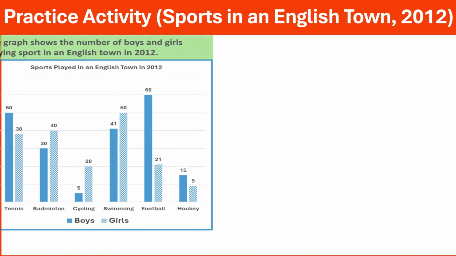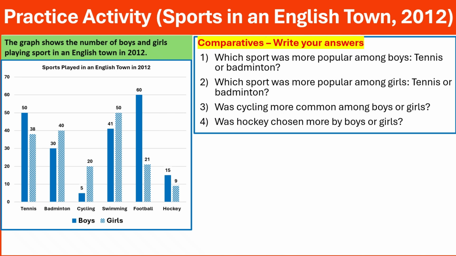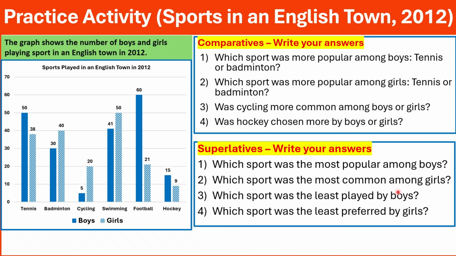Here is another practice activity. Look carefully at this chart. First, answer the comparative questions. You will compare 2 sports or 2 groups at a time. For example, which sport was more popular among boys, tennis or badminton? Then answer the superlative questions. These ask about the highest, lowest, or most balanced categories. For example, which sport was the most popular among boys?